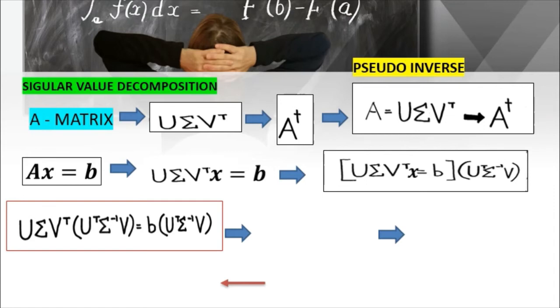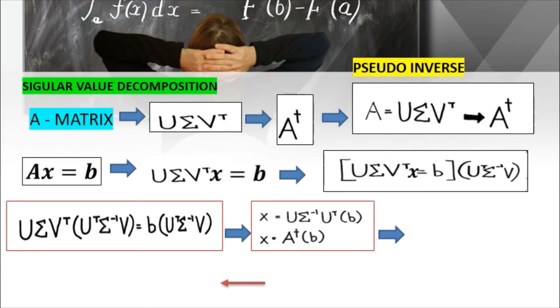which is x on the left side, equal to b times U transpose inverse sigma times V. So the U sigma V transpose is canceled out, so only x remains on the left side. Now we will have x equal to U sigma inverse U transpose times b, and this U sigma inverse U transpose is what we call A dagger.